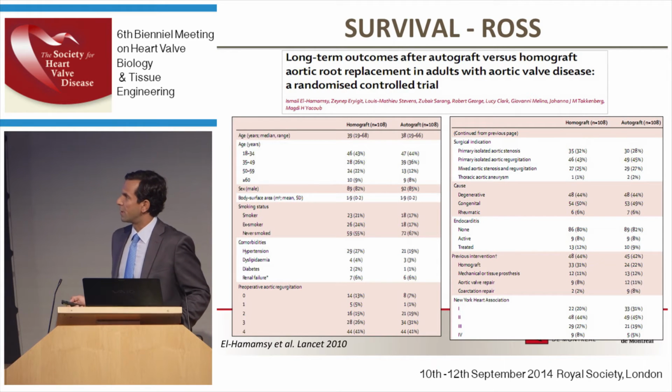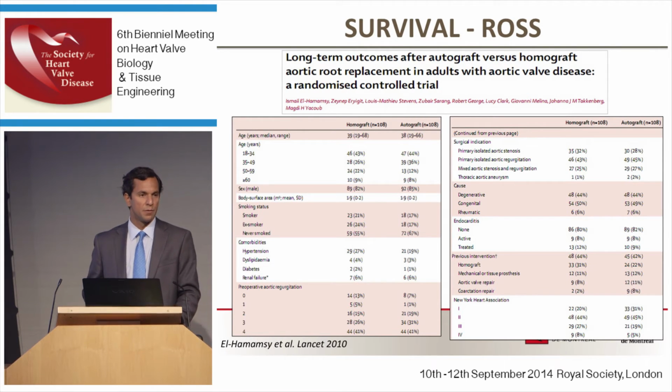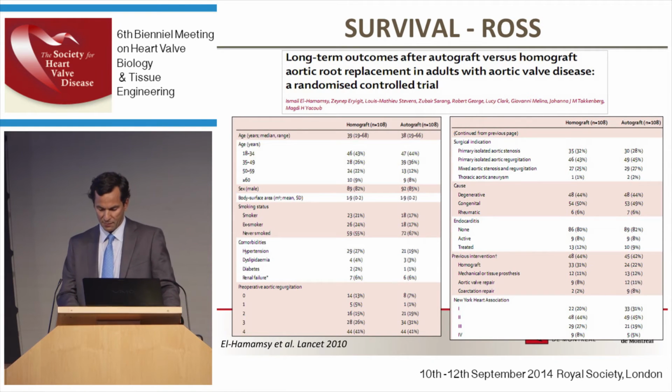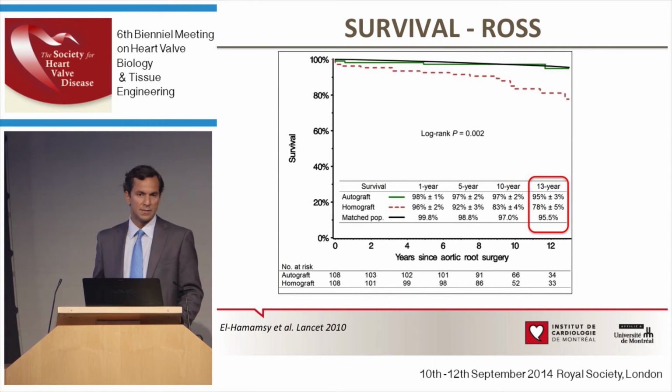The reason I mentioned they are all-comers is if you look at the rate of endocarditis, 8% of patients in each group were operated on for active endocarditis, and almost half the patients in each group were reoperations, so patients had had previous operations. So far from a very highly selected patient population as one sometimes hears about the Ross procedure. And looking at the long-term outcomes in these patients, the mean follow-up was 11 years.